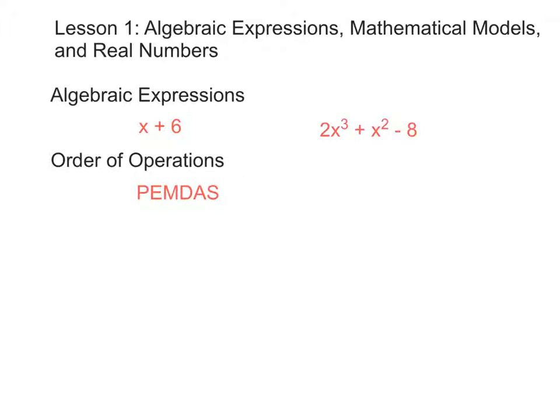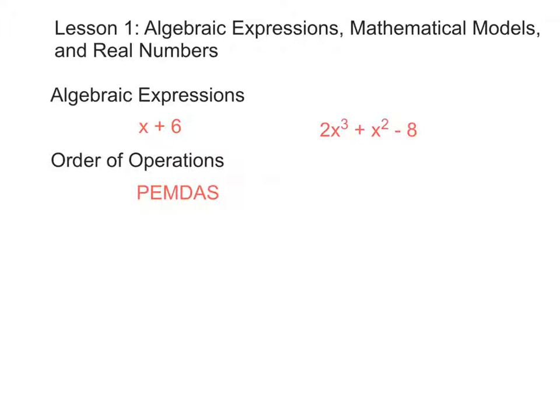Next is the letter E. E means exponents. If you have any exponents, that's the next thing you should perform. So, for example, in our above example, we had 2x to the third. Obviously, we're going to do x to the third. We're also going to do x to the second. Those operations we have to do before we do the addition and subtraction.